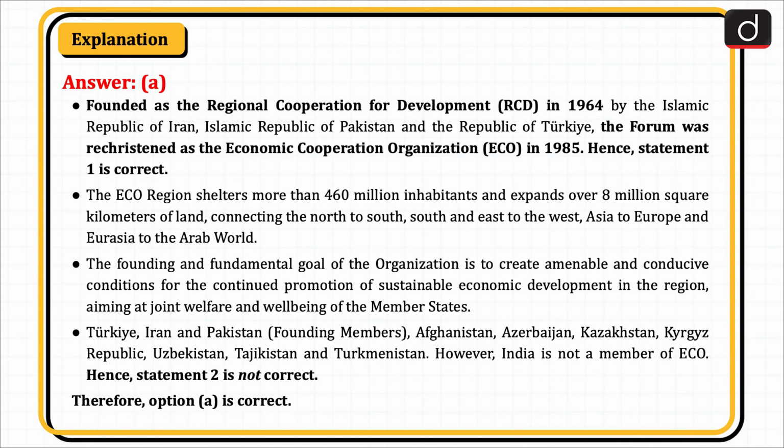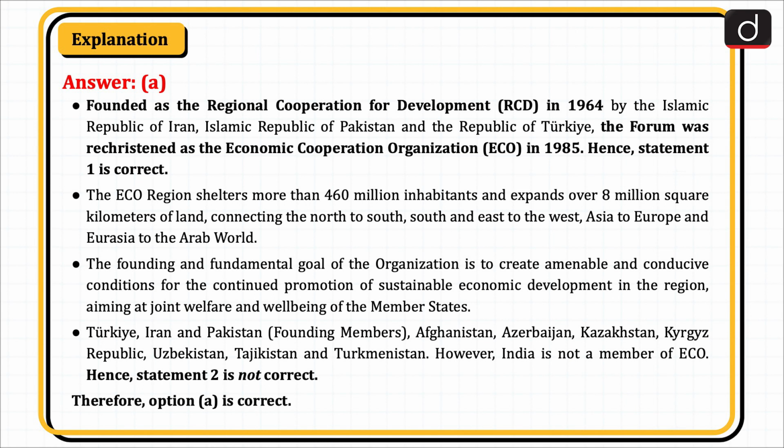Founded as the Regional Cooperation for Development in 1964 by the Islamic Republic of Iran, Islamic Republic of Pakistan and the Republic of Turkey, the forum was re-christened as the Economic Cooperation Organization in 1985. Hence, statement 1 is correct. The ECO region shelters more than 460 million inhabitants and expands over 8 million square kilometers of land, connecting the north to south, and east to the west, Asia to Europe and Eurasia to the Arab world.